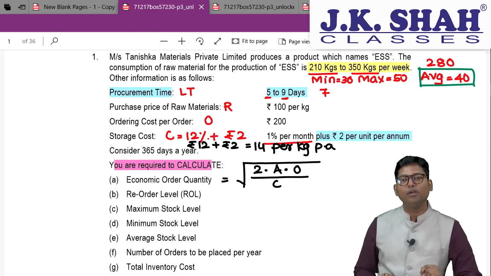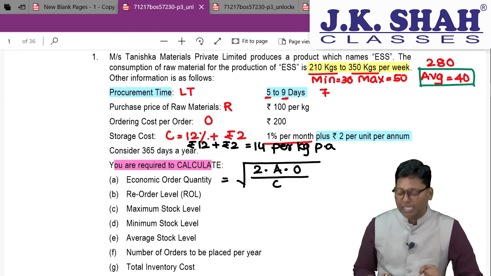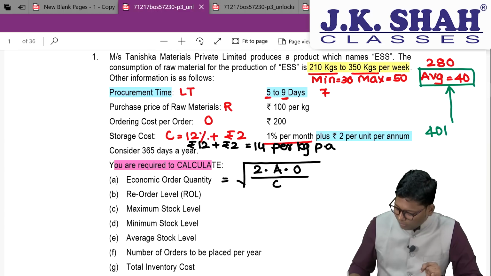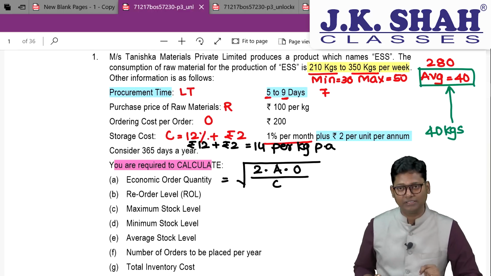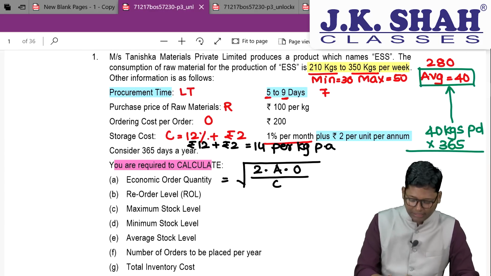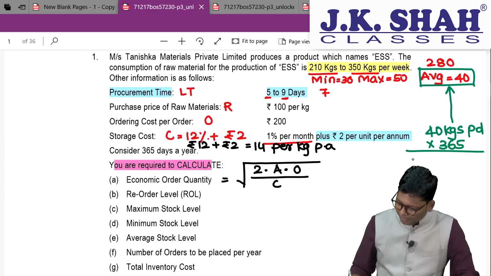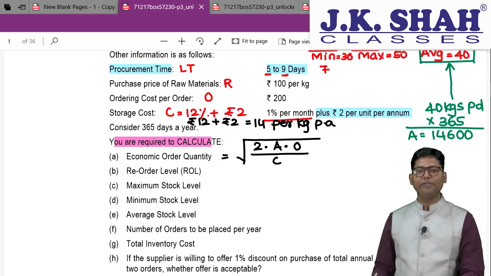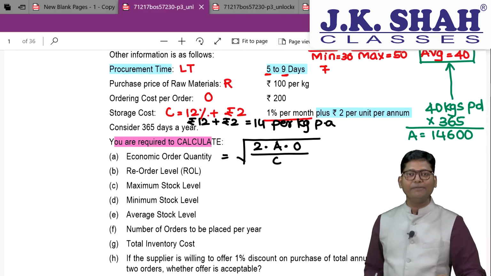Sir, how to calculate your annual consumption? Now, on average you are consuming 40 kgs of material per day, and in a year there are 365 days. So when you multiply this 40 into 365, you will get your annual consumption, which is equal to 14,600, correct? 14,600, my annual consumption is now readily available with me.